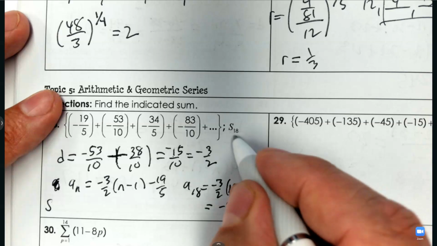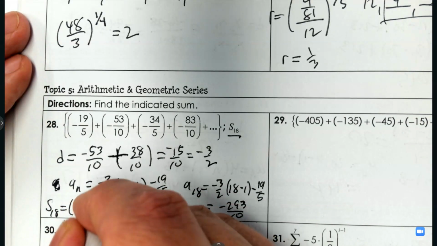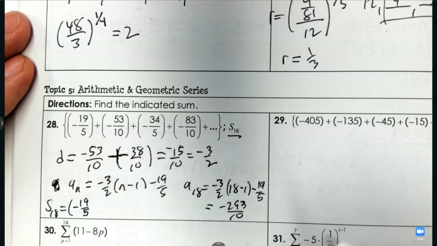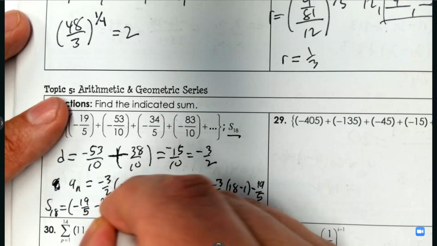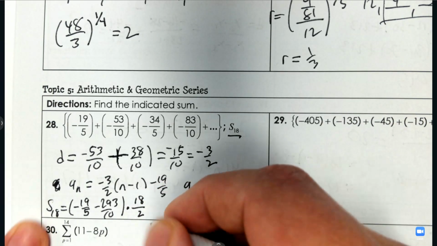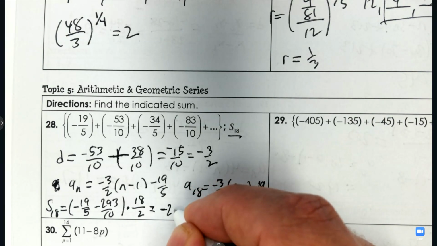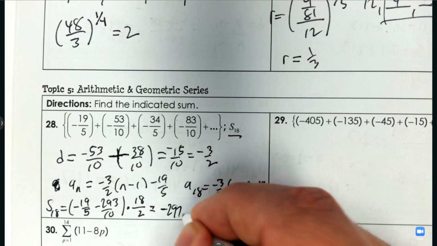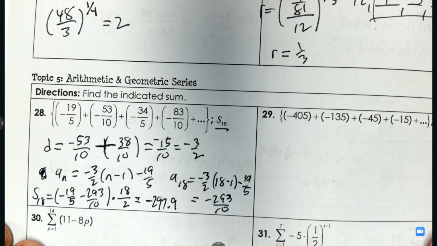So I'm adding 18 numbers. So I'm going to start with the first number plus the last number. When you add a negative, it's negative. And then multiply by how many you have, divided by 2. I'm just going to give you the answer. So as a decimal, it's negative 297.9. And I know those numbers are difficult to work with. 29 is way nicer.